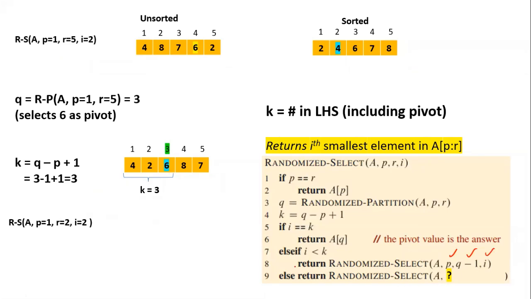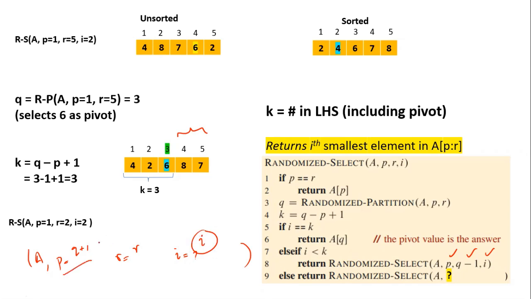The last case is, what if it's on the other side? In that case, what would the arguments be? We're still giving it A. What would P be, what would R be, and what would I be? Now it's on the other side, so clearly it's somewhere over here. What would the values of P, R, and I be? What about I? I would stay the same.